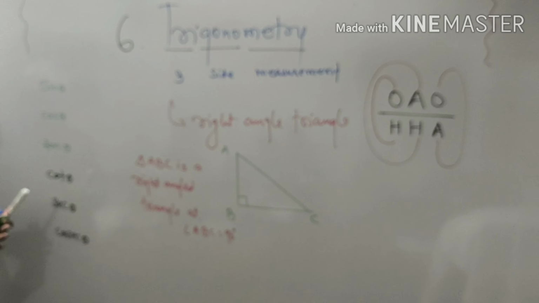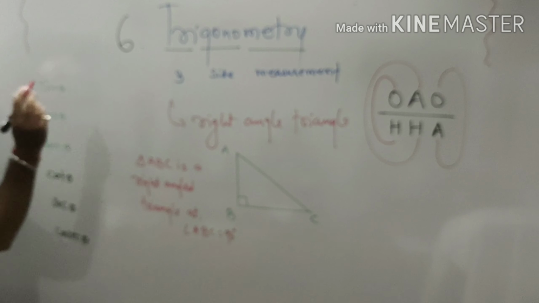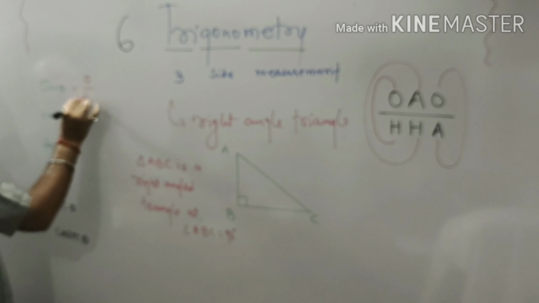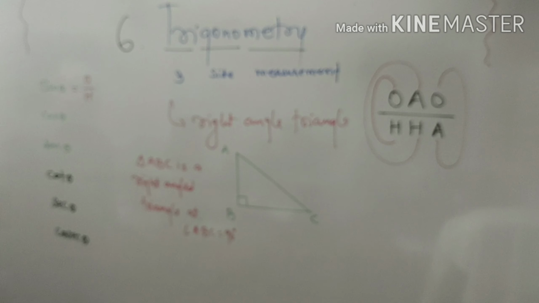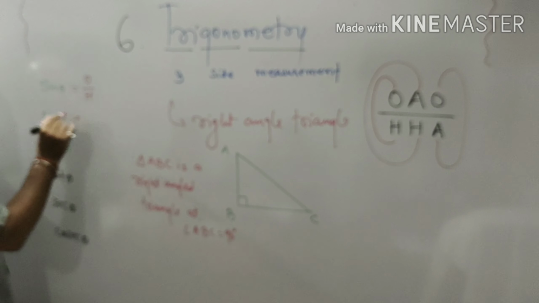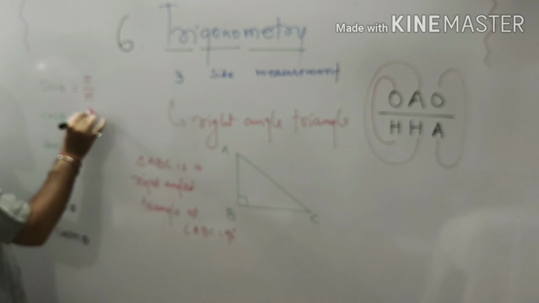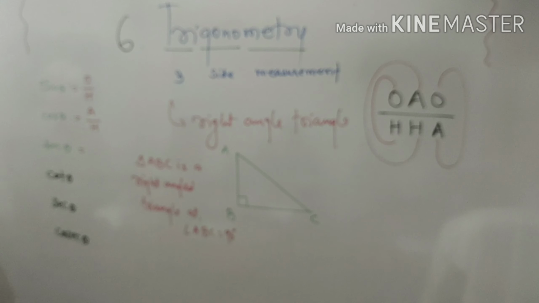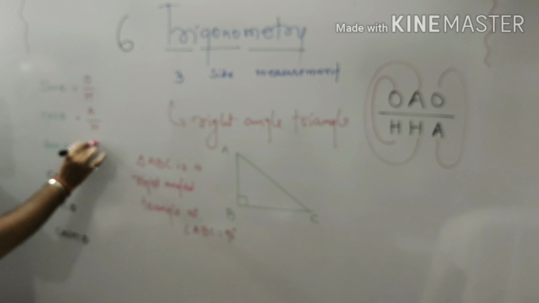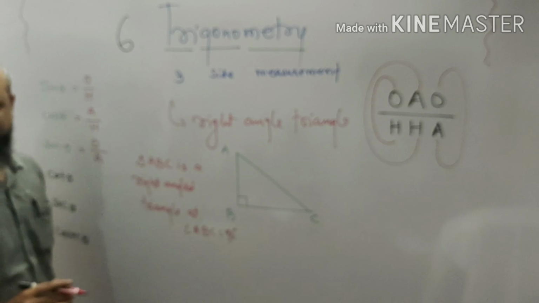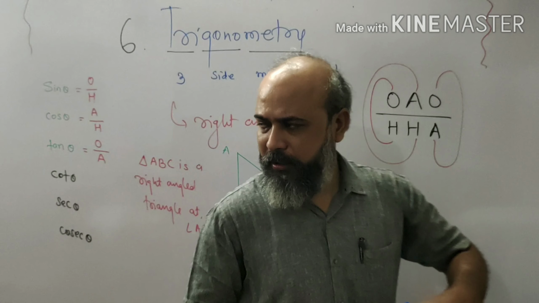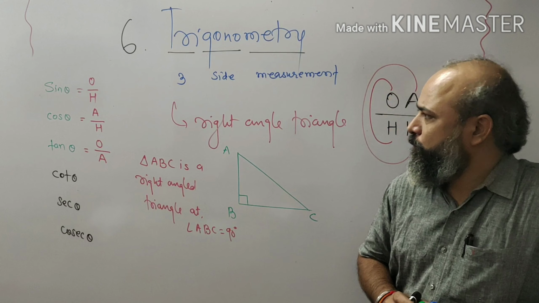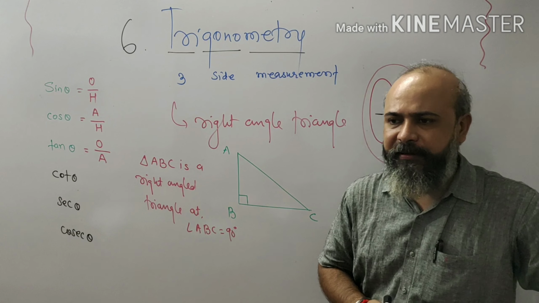So when we talk about sine theta, this will be O upon H. If we talk about cos theta, this will be A upon H. If we talk about tan theta, this will be O by A. Clear? Sine theta is opposite side to the hypotenuse.